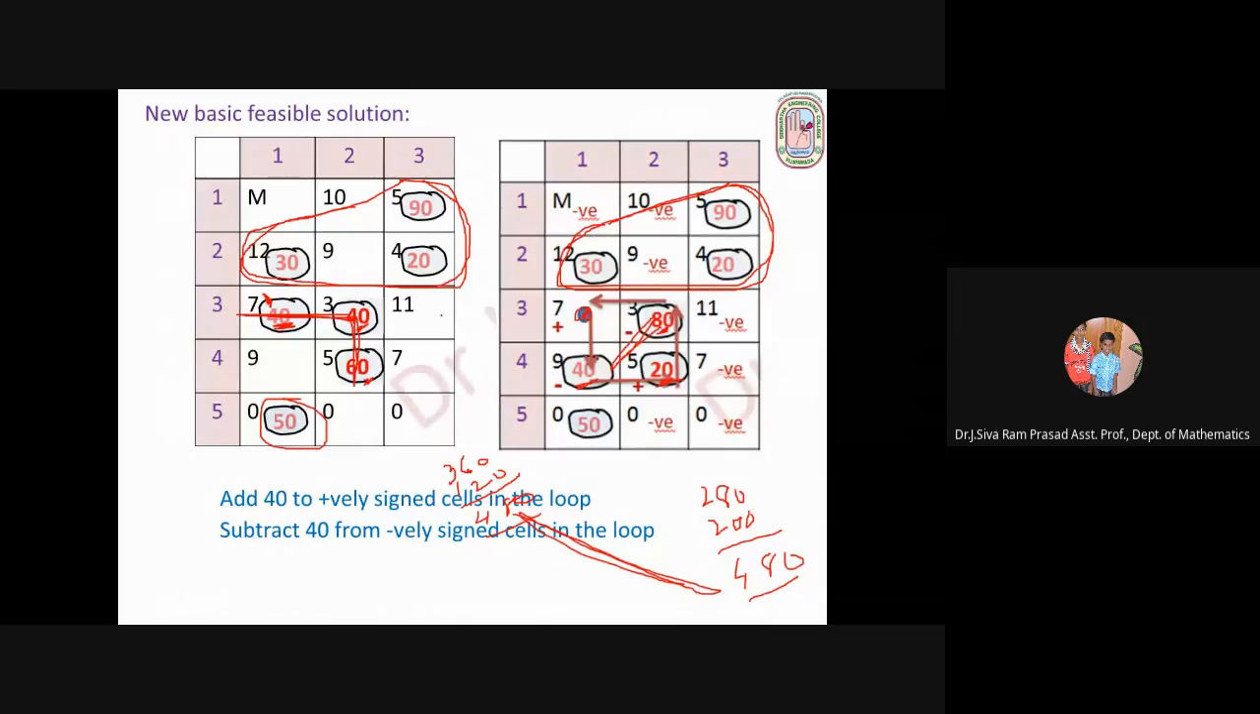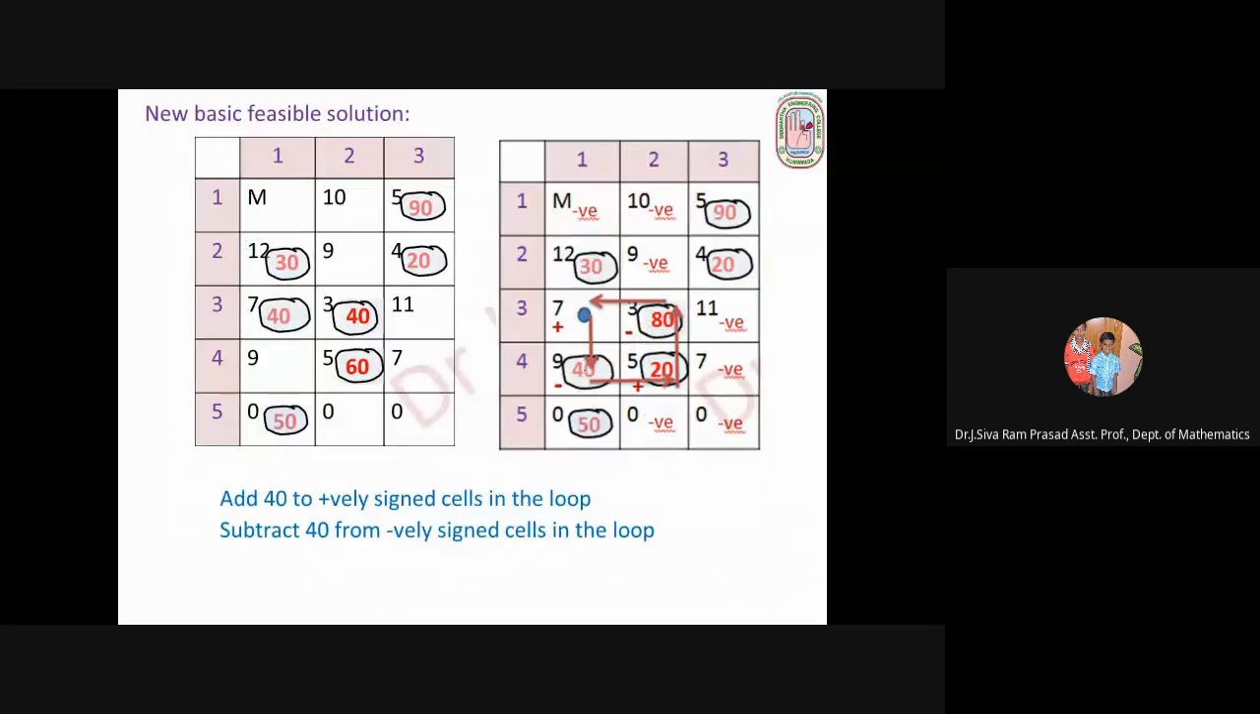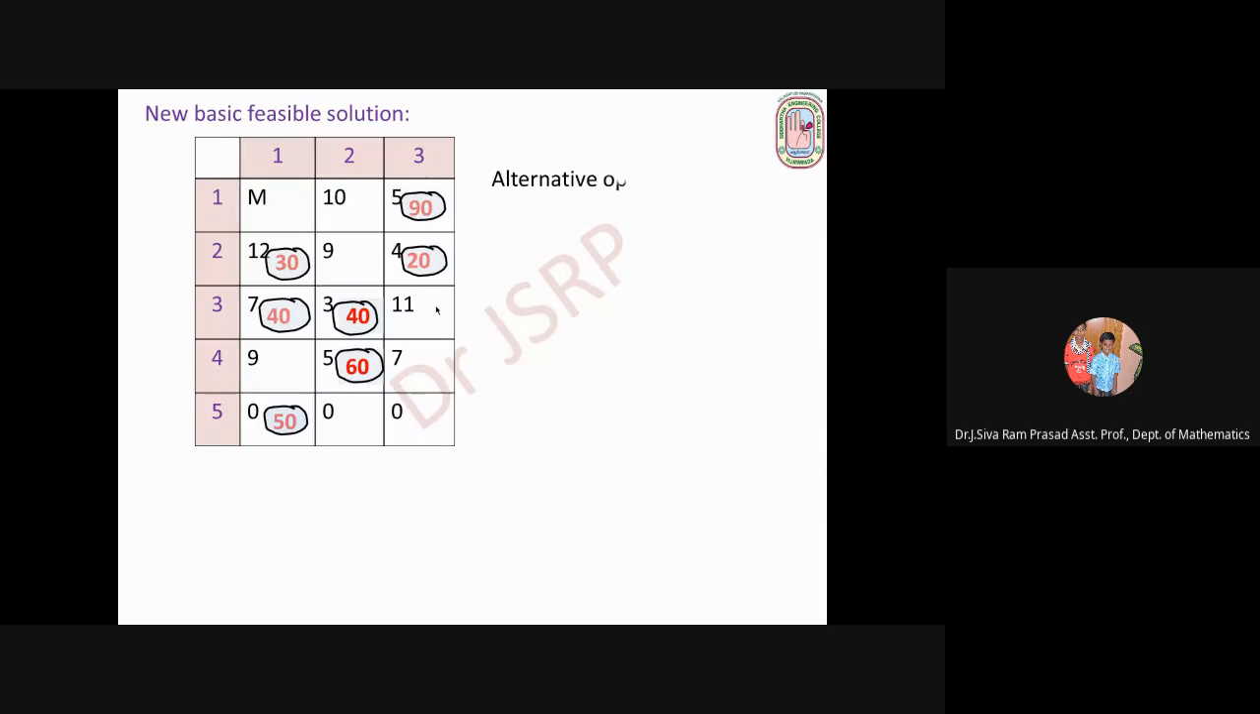So the present solution is automatically an optimal solution. Since there is no change in the transportation cost between the previous solution and this solution, this solution is also an optimal solution, since the previous solution is an optimal solution. So write the alternative optimal solution: these 3 cells remain the same. x13 is 90, x21 is 30, x23 is 20, then x31 is 40, x33 is 40, and x42 is 60.